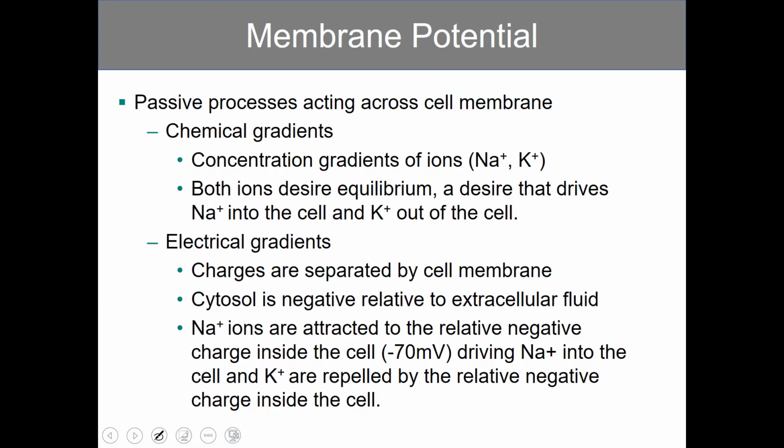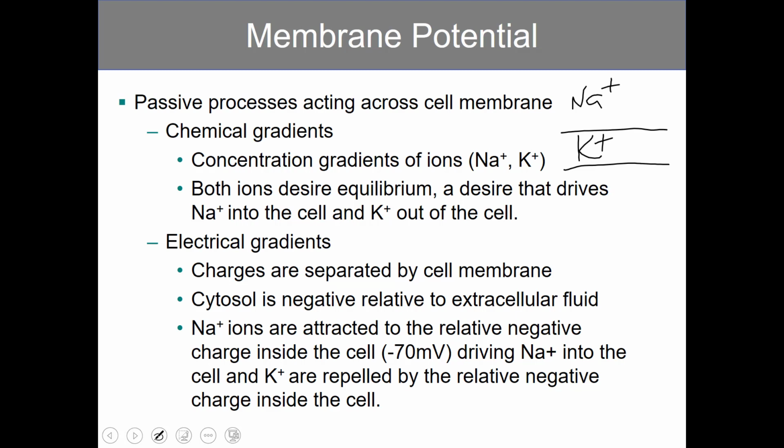So the passive processes that act across the cell membrane create two gradients. The first gradient is the chemical gradient, and this is mainly due to the concentration of ions. If you were to consider an axon, there's an axon, we know that sodium is localized outside of the cell and potassium is localized inside of the cell. And remember, what keeps sodium out and potassium in is that sodium-potassium exchange pump that is constantly working.